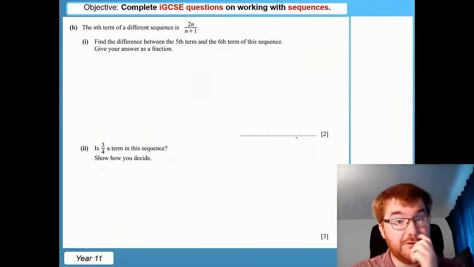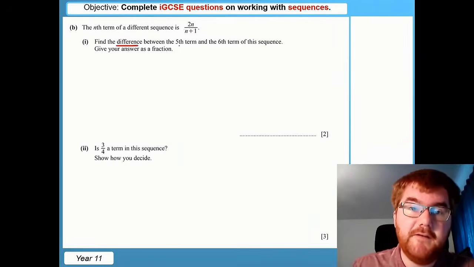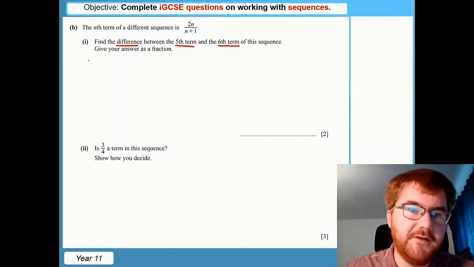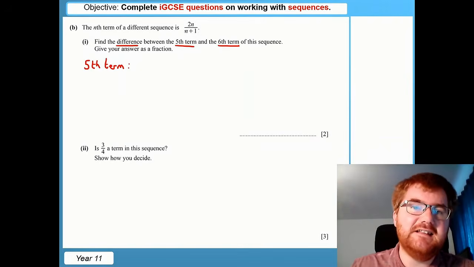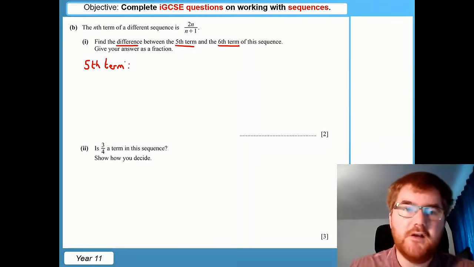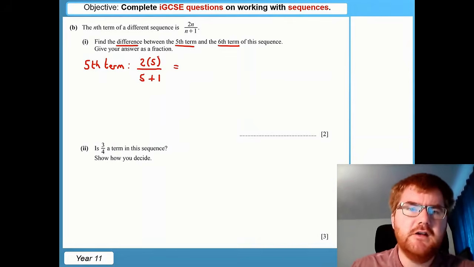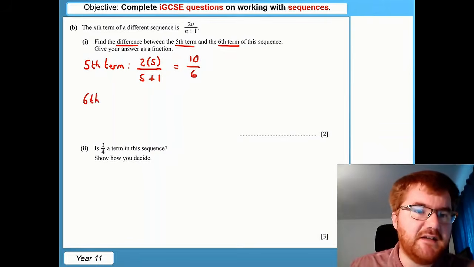On to part B of this question. The nth term of a different sequence is 2n over n plus 1, and we need to find the difference between the 5th term and the 6th term. So let's work out the 5th term and the 6th term first of all. The 5th term, the way we work this out is wherever we see an n in this calculation, we put a 5. So we will get 2 lots of 5 over 5 plus 1. And if we do that calculation, 2 times 5 is 10, and then 5 plus 1 is equal to 6.